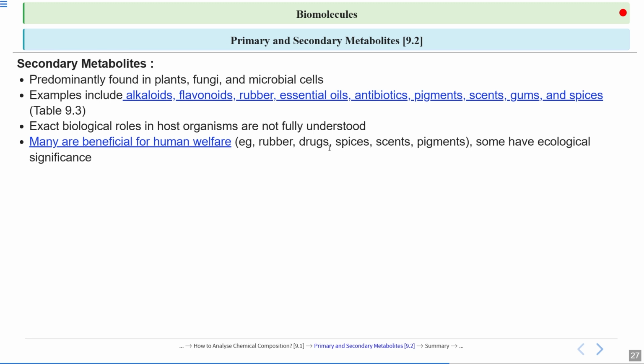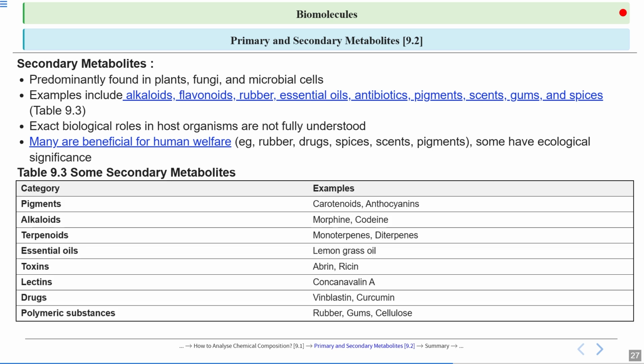Then penicillin has been isolated from Penicillium. Then spices, scents, pigments can be used by humans. Some have ecological significance also. What do you mean by ecological significance? Certain microorganisms, certain fungi and bacteria, can help in mineral cycling, or you can say nutrient cycling. So they are decomposers. They decompose the organic matter and help in nutrient cycling as well. They secrete digestive enzymes and can degrade the organic matter.